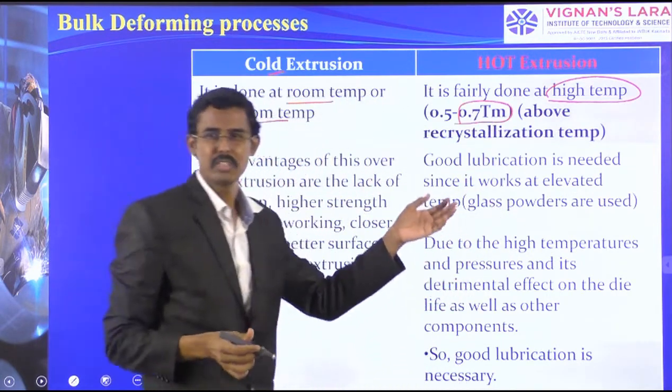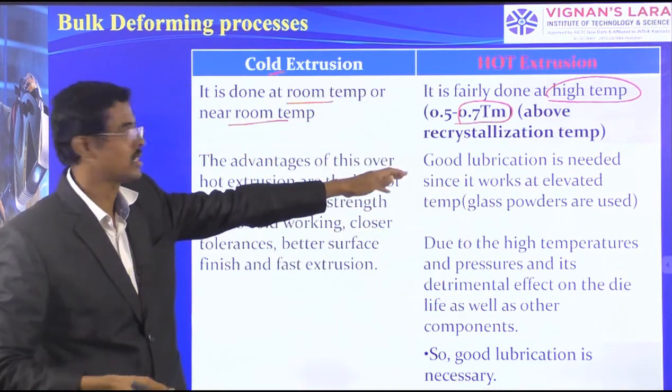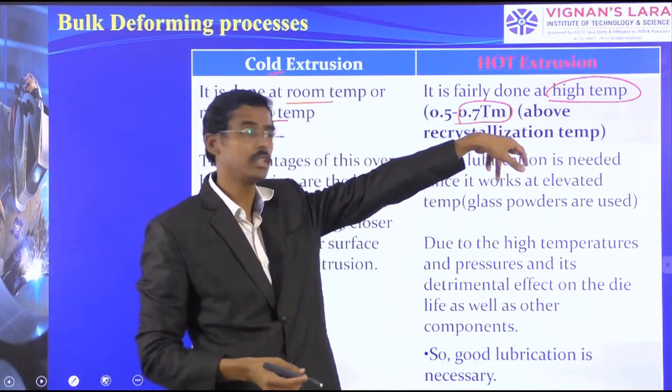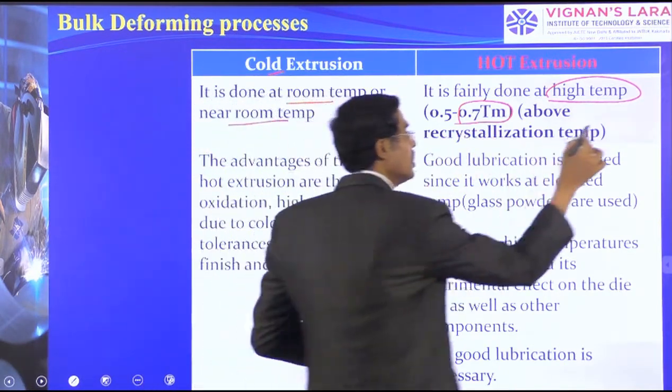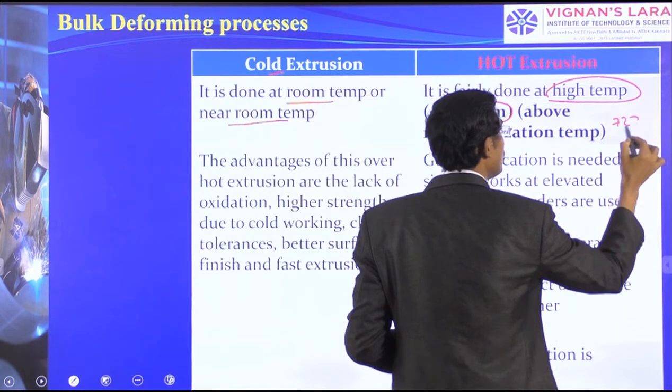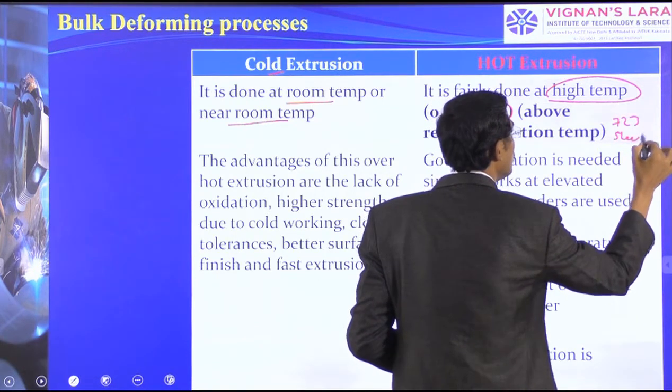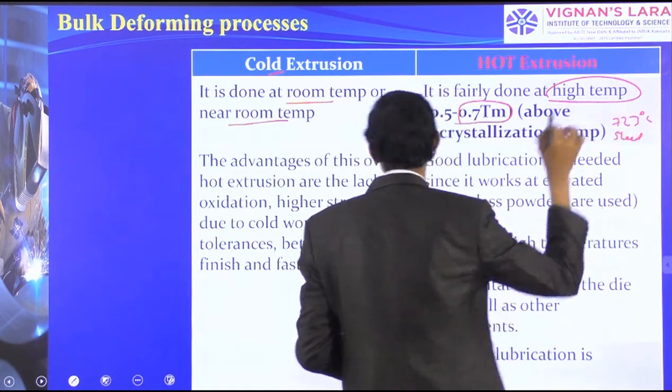What is that? Maybe 1100 for steel. Likewise, we should understand that above the requisite temperature, what is it? The critical temperature is 723 for steel. So it's something we should remember.